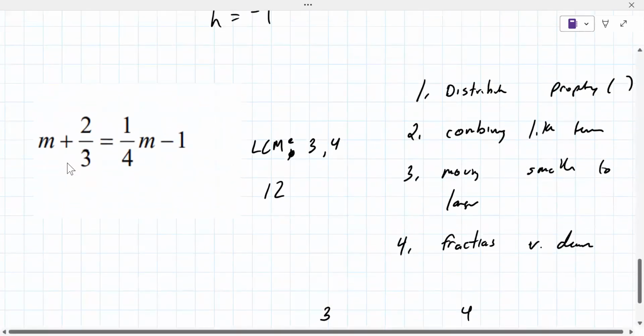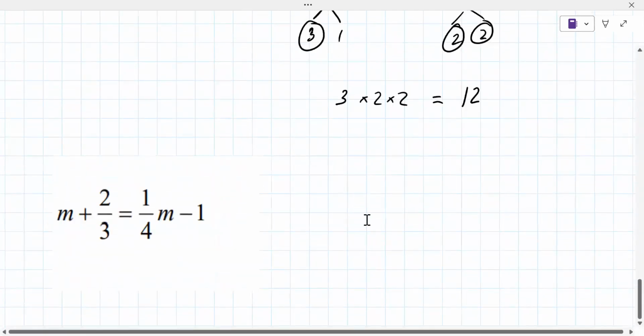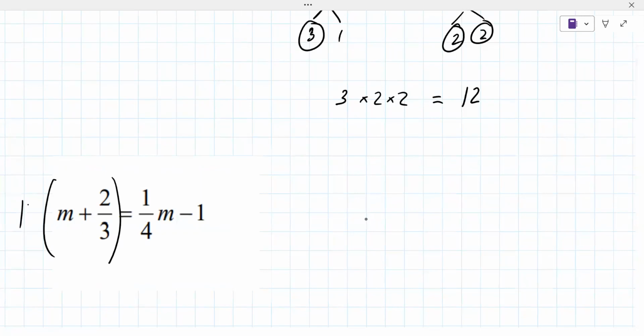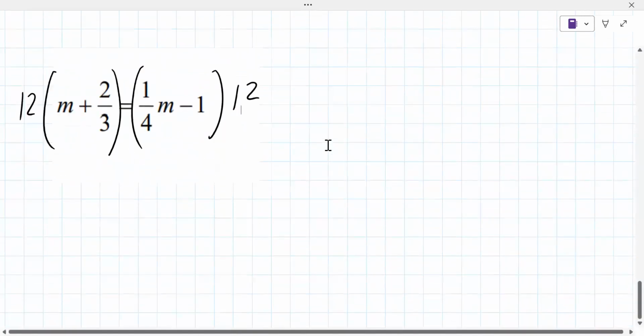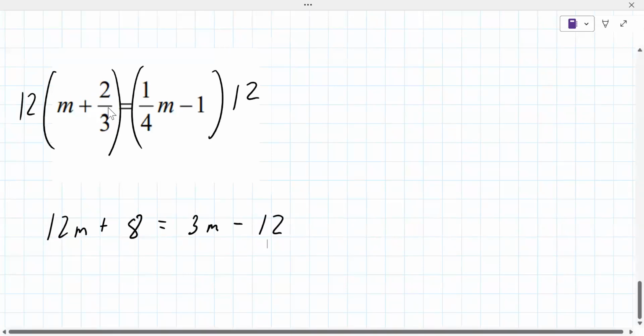So you multiply this equation, left and right, by 12. Multiply this by 12, you multiply this by 12. So it ends up being 12m plus 8 equals 3m minus 12. So take a look at that. Make sure you're comfortable with how I got that, especially the ones where you're multiplying the fractions.